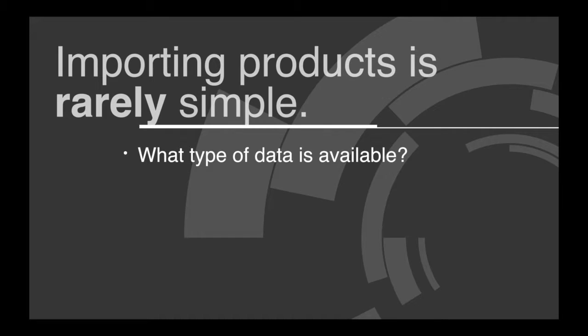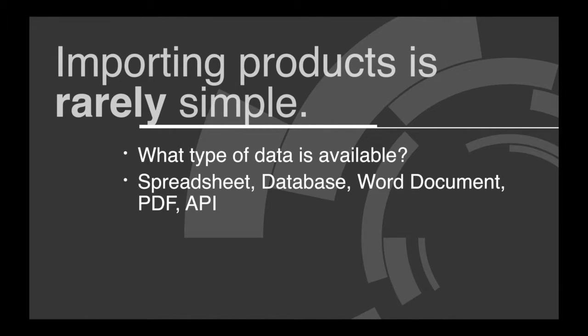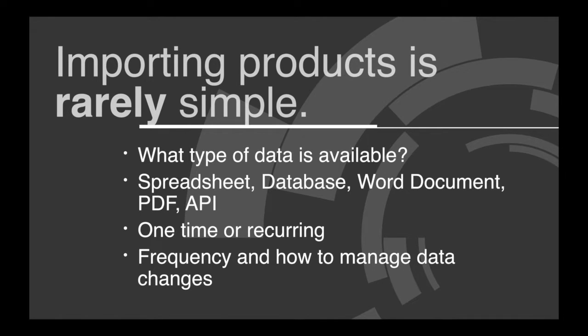What type of data do they have? Do they have spreadsheets? Is there an API or a database, or are they going to provide a Word document or PDF that contains their product information? And is this something that is only going to happen once at the beginning of the build, or will it need to be recurring? If it is recurring, how frequently does the data change and how do you manage that?